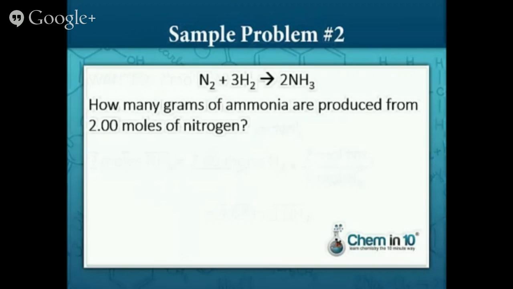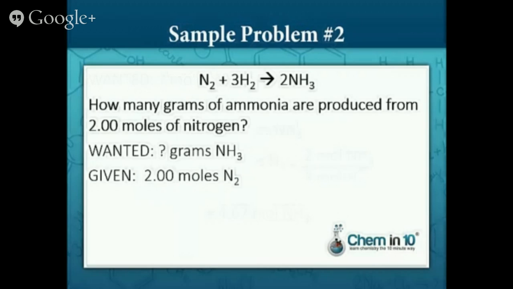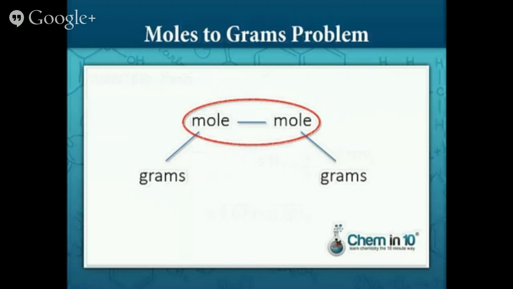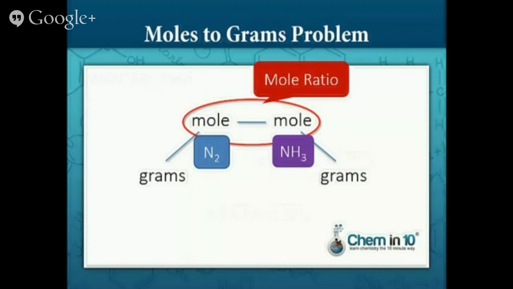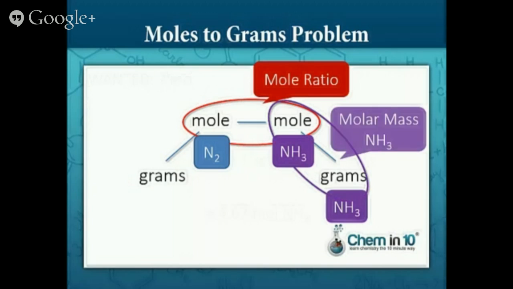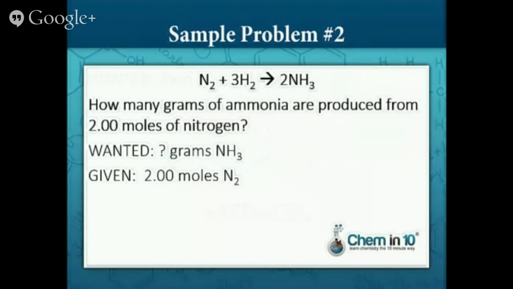Sample problem number 2. How many grams of ammonia are produced from 2 moles of nitrogen? In this case, we want to find grams of ammonia, and we're given 2 moles of nitrogen. We're starting with moles, and we're going to grams of ammonia. So we need to go from moles of nitrogen to moles of ammonia, so we need the mole ratio. And then from moles of ammonia to grams of ammonia, we're going to need the molar mass of ammonia.